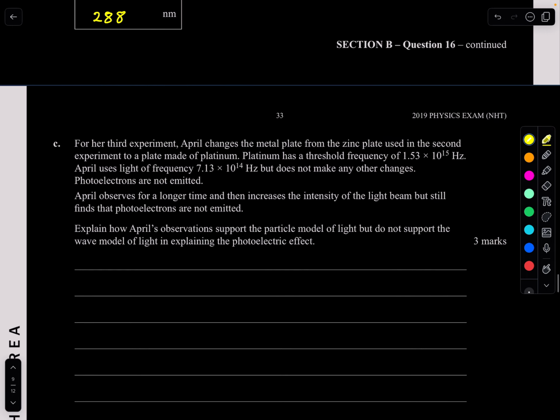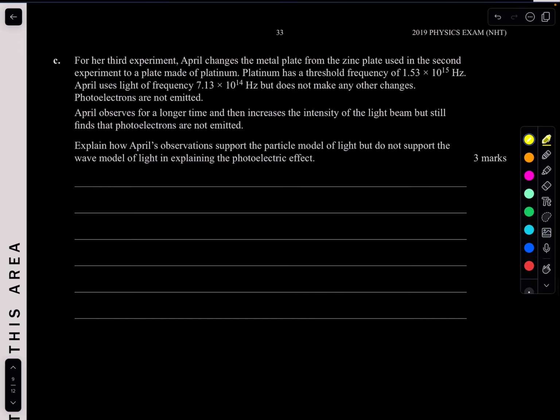Easy. For her third experiment, April changes the metal plate from the zinc plate used in the second experiment to a plate of platinum. Platinum has a threshold frequency of 1.3 times 10 to the power of 15 hertz. April uses light of a frequency of this. Just from looking at it, she's using a frequency below the threshold frequency, so there should be no photoelectrons emitted, and she does not make any other changes. Photoelectrons are not emitted, as we predicted. Of course, if you provide a frequency lower than the threshold frequency, no photoelectrons are emitted.